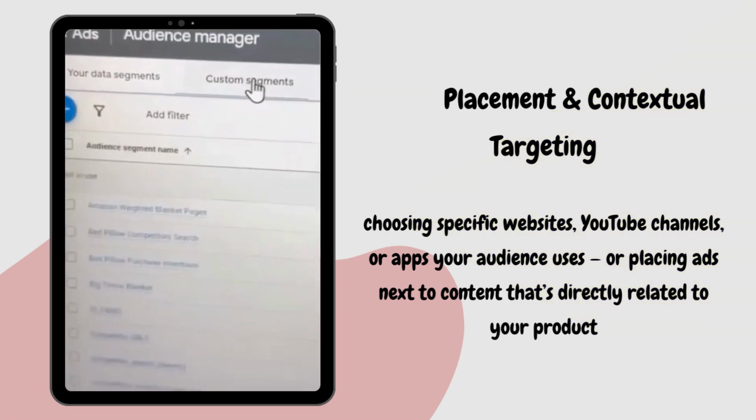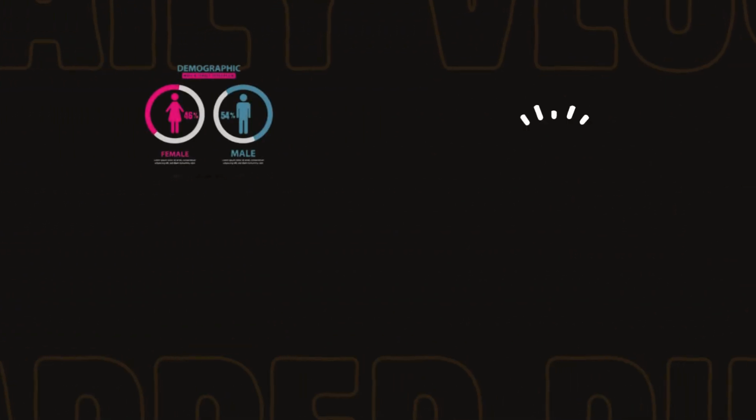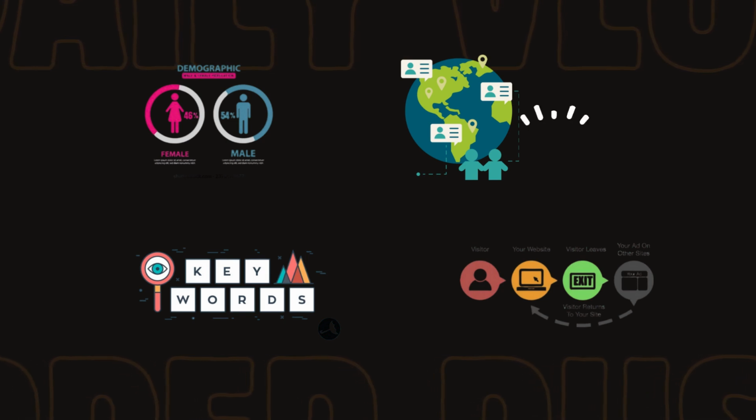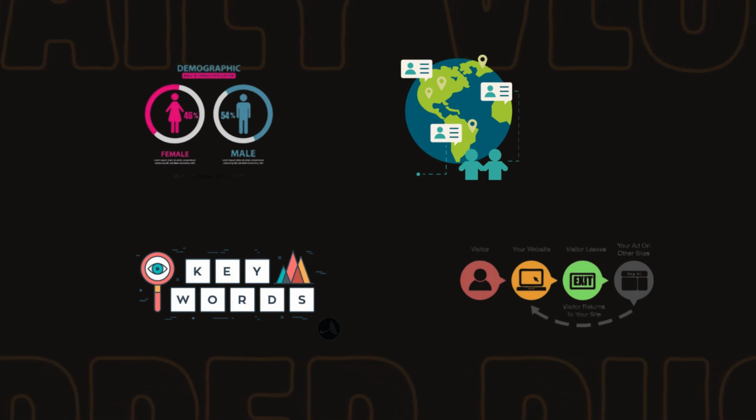So, by combining demographics, location, keywords, audiences, and remarketing, you can make sure your Google Ads reach the exact people who are most likely to convert.